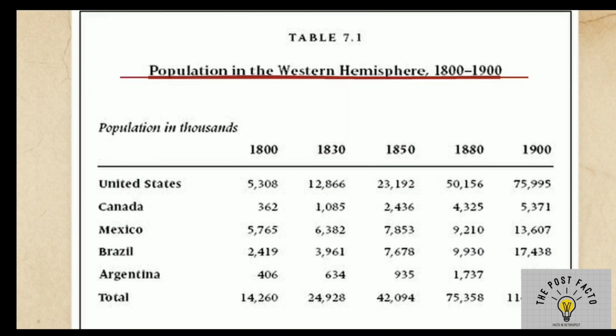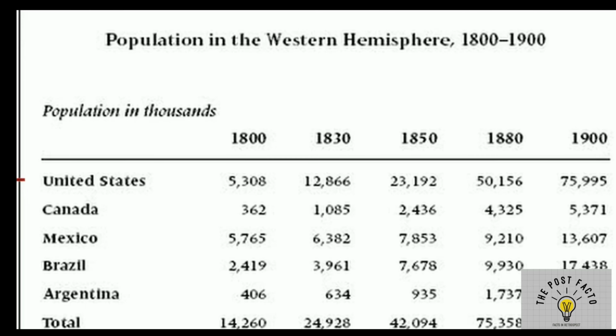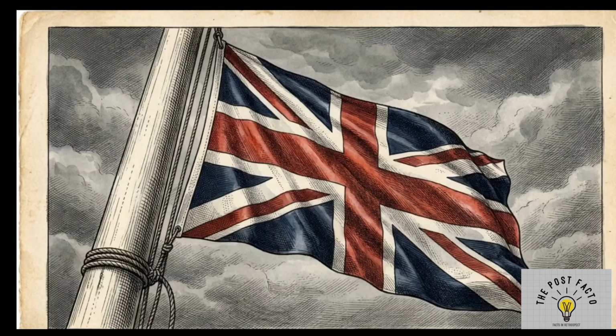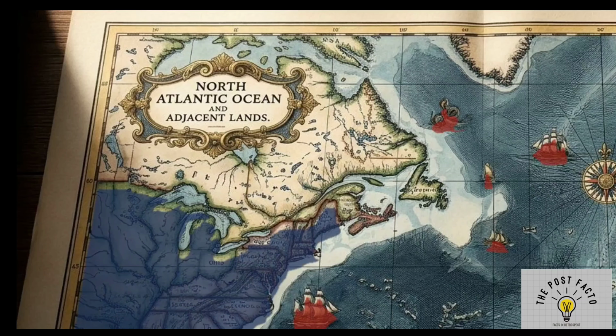This table displays the population growth in the Western Hemisphere from 1800 to 1900. While Canada and Mexico experienced modest increases, the United States population exploded from 5 million to nearly 76 million, supercharged by mass immigration and vast economic opportunity. Combined with a massive industrial scale-up, this demographic surge physically shifted the balance of power. By the end of the century, Great Britain recognized it could no longer challenge American dominance in the region and largely withdrew its geopolitical ambitions across the Atlantic.